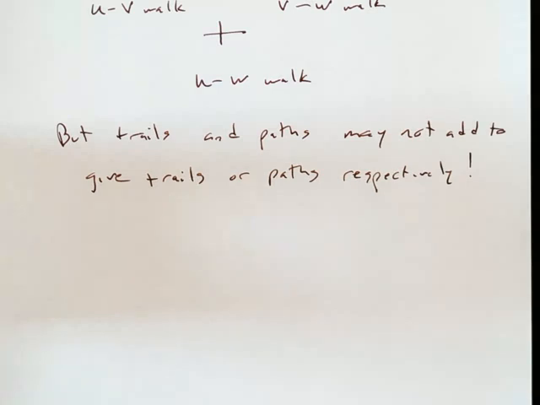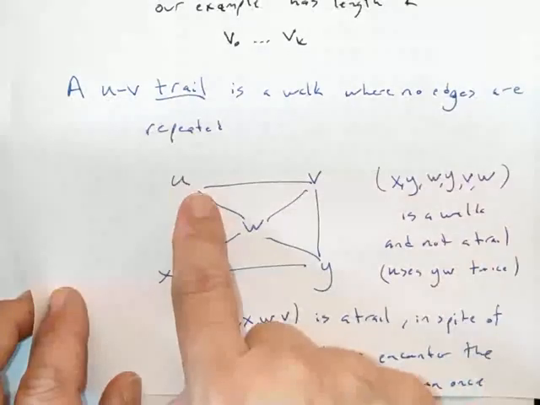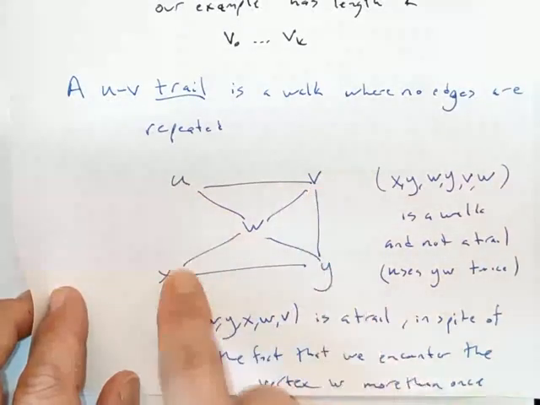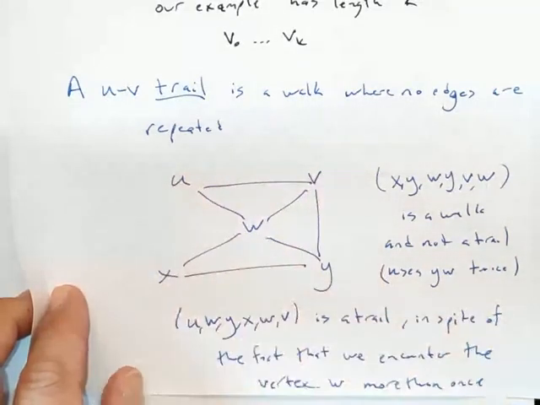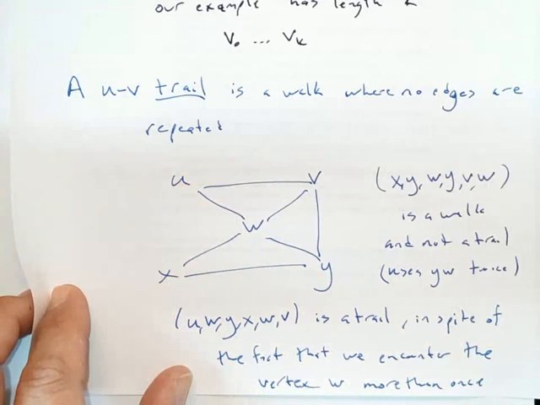And my ideal image of this is if I go back to that picture we had a moment ago, I'll give you two paths. The first path is U, V, Y, X. The second path is X, Y, V, U. Those are both paths, but if I add them together, I only get a walk.